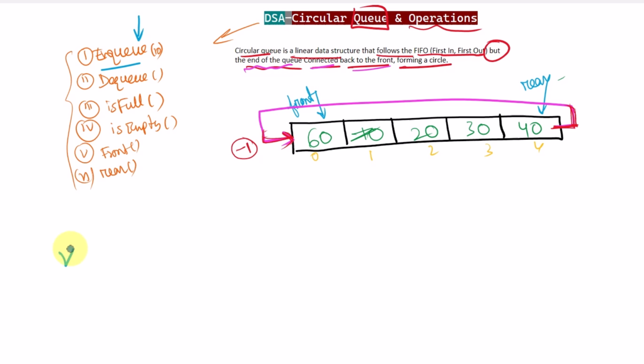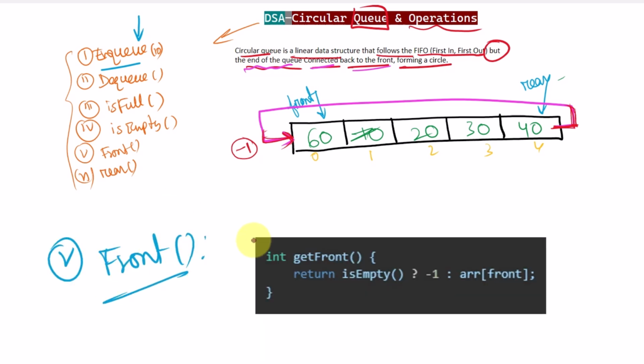And also we can access the value from the front of the queue. This is the function to get the value from the front of the queue. First of all, we're gonna call the function isEmpty to check if the queue is empty or not. When the queue is empty, then we're gonna return -1. Otherwise, we're gonna return the value from the front position of the queue.